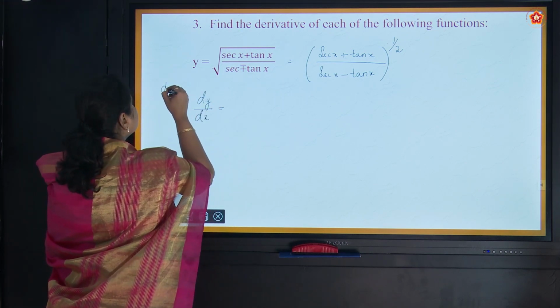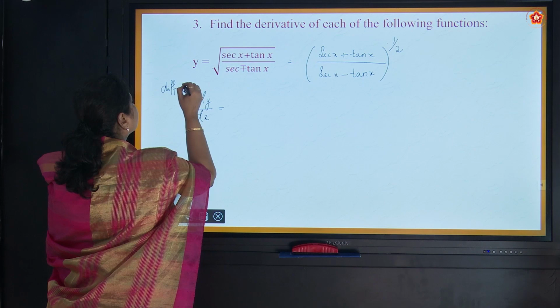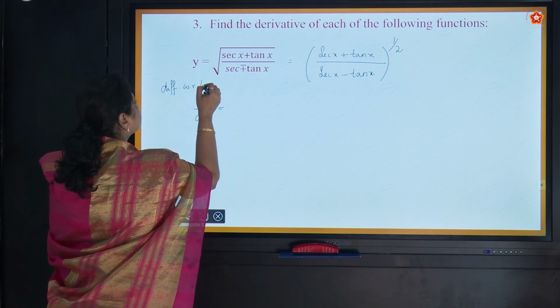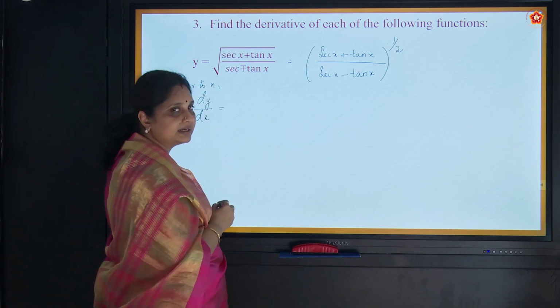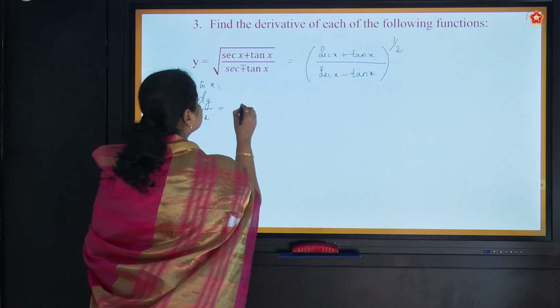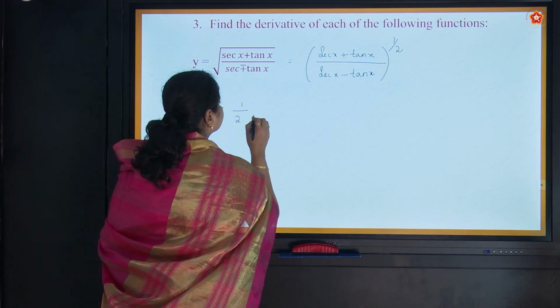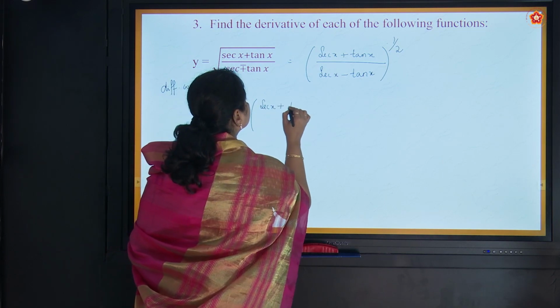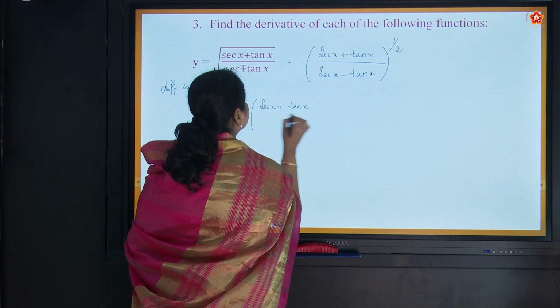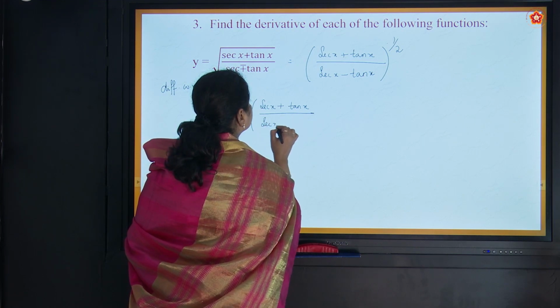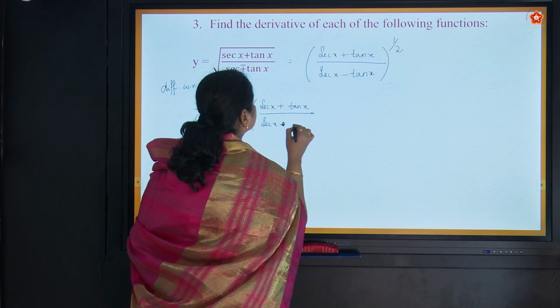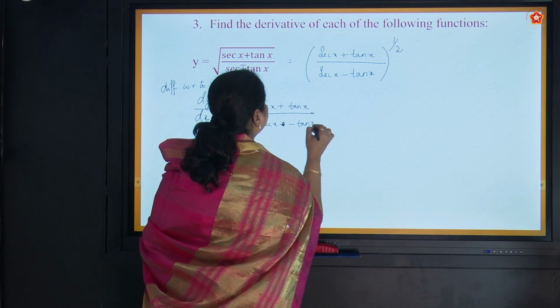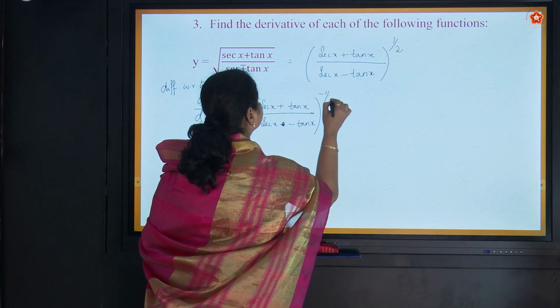So differentiating with respect to x, dy by dx is equal to, first let's use the power rule, bring the power down, subtract 1 from the power, the whole power minus half, right?